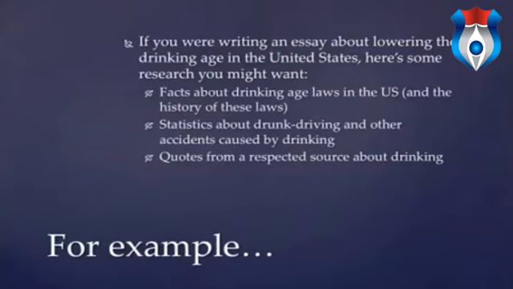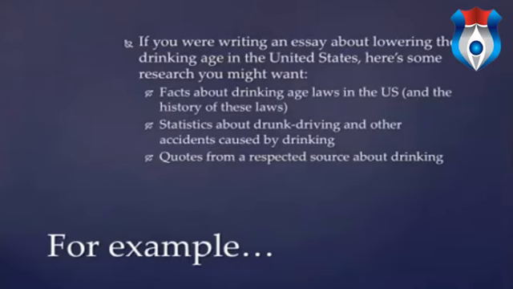For example, let's say you're writing an essay about lowering the drinking age in the United States. It's 21 right now, and you think the drinking age should be lowered to 18. Here's some research that you might want for that topic. You might want to do some research about drinking age laws in the United States and the history of these laws. The drinking age in the United States right now is 21, but it hasn't always been 21. It used to be 18, and that was changed a few decades ago. You would want to do some research on that and find out that information. This is not common knowledge for Americans, so you would need to provide a citation and support your facts.